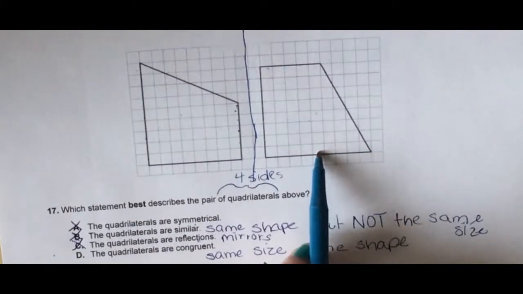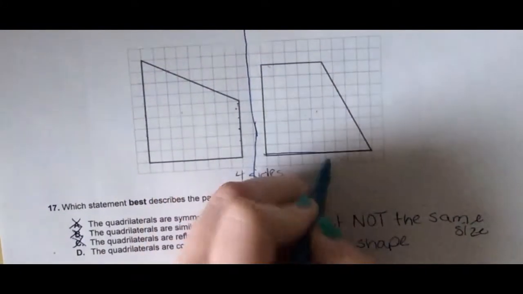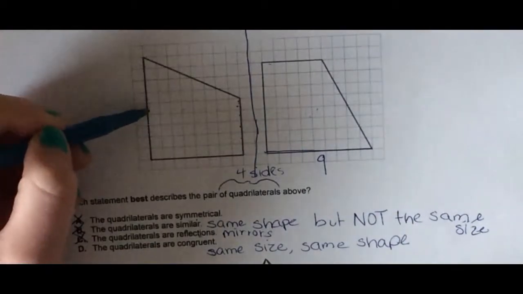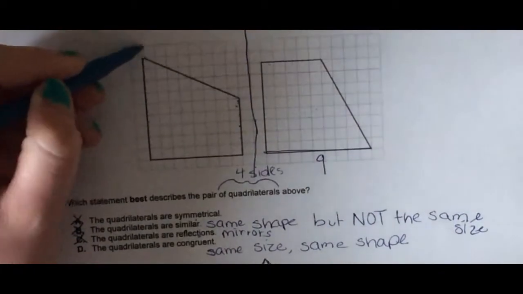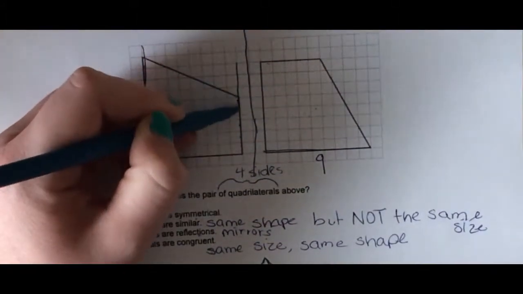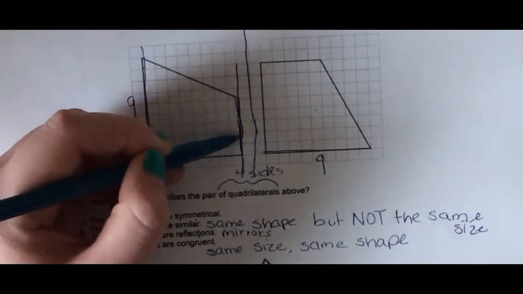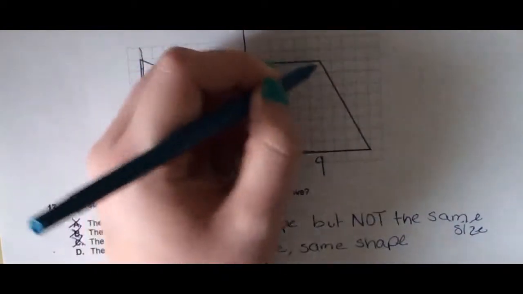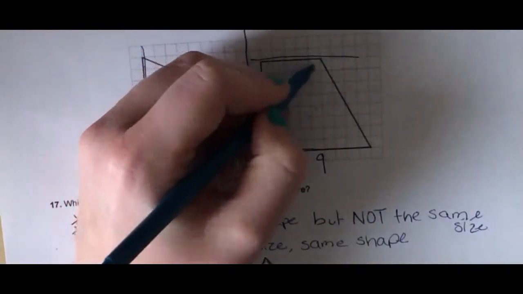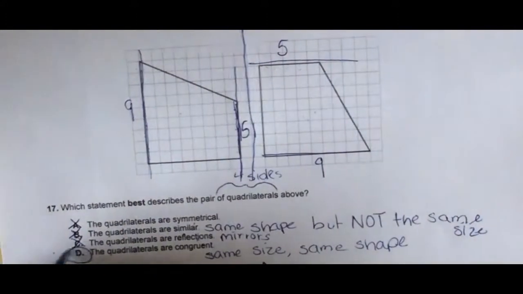1, 2, 3, 4, 5, 6, 7, 8, 9. Okay, so I've counted this side. It is 9. Now I'm going to count this side. 1, 2, 3, 4, 5, 6, 7, 8, 9. It's 9. Then I'm going to count the other side that is parallel. 1, 2, 3, 4, 5. That's 5. This side is parallel. 1, 2, 3, 4, 5. So these are the same size and the same shape. D is the answer.